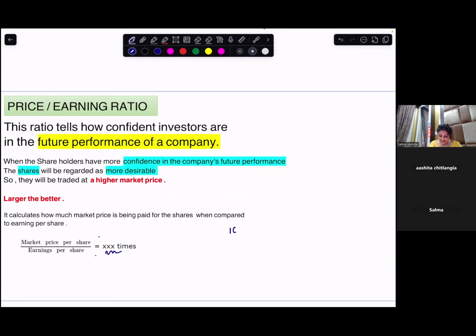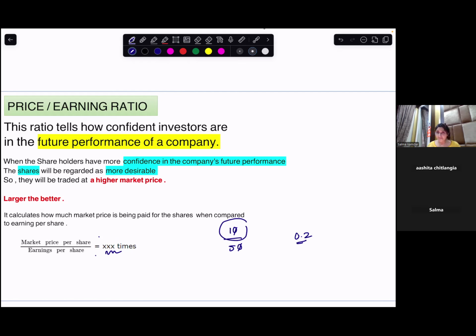Market price is say 10 and your earning per share is 50. So 10 divided by 50 is how much? 0.2. That means even if your earning per share is 50, your shareholders do not look very confident in you. Why? Because the market price is very less compared to the earning per share.